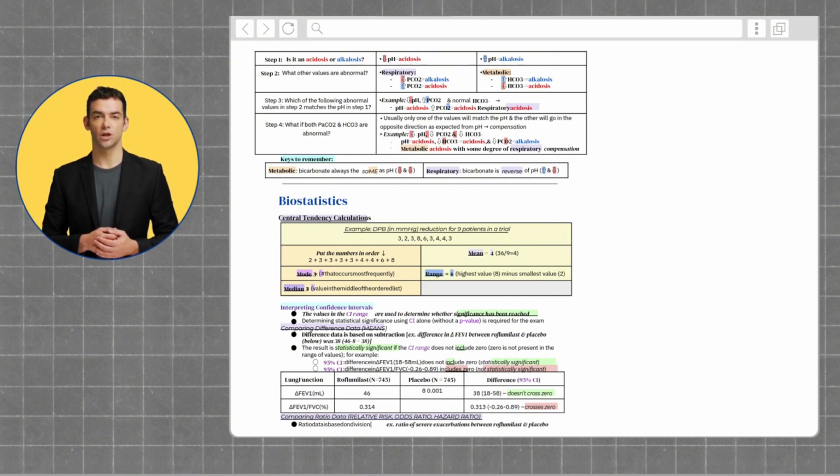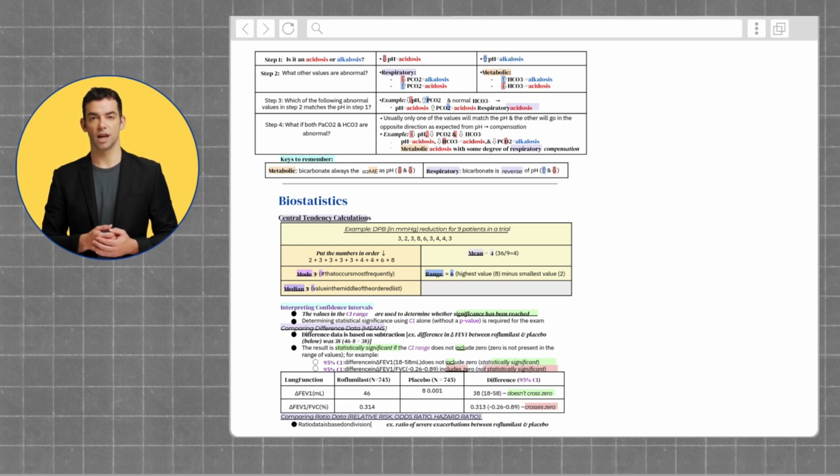Step 2. What other values are abnormal? Now check pCO2 and HCO3. pCO2, normal, 35-45 mmHg, is the respiratory component. If pCO2 is high, it's causing acidosis. If pCO2 is low, it's causing alkalosis. HCO3 is the metabolic component. If HCO3 is low, it's causing acidosis. If HCO3 is high, it's causing alkalosis. Figure out which values are outside the normal range.